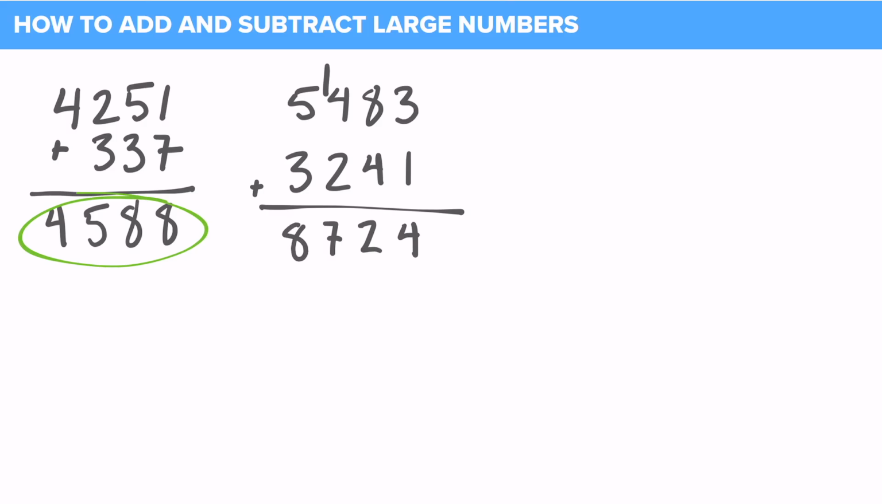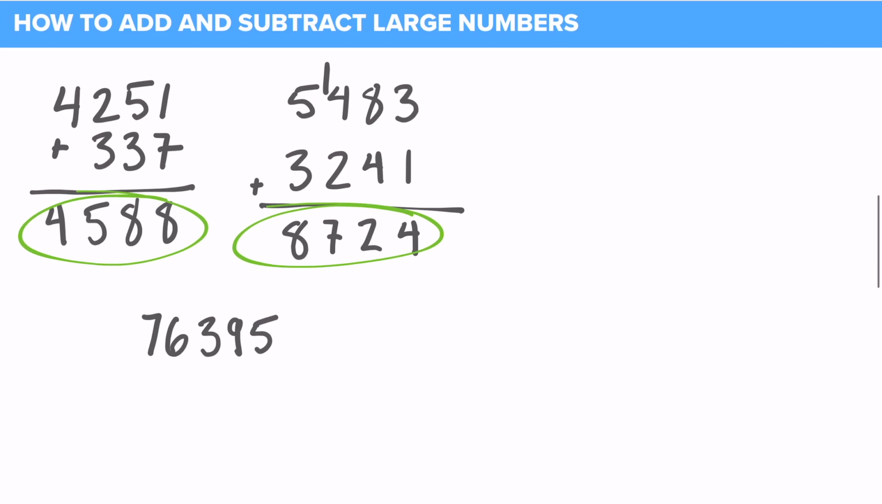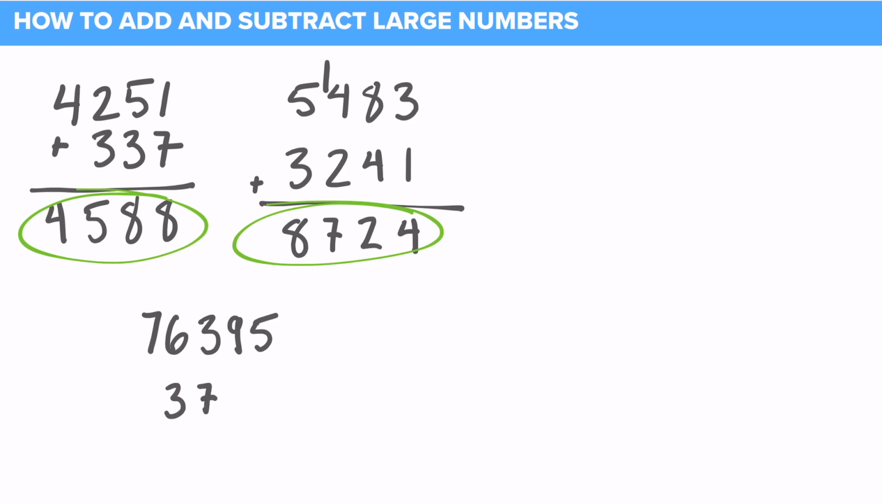And then I can continue my process. 5 plus 3 is 8. So my answer is 8,724. Let's do one more of those types of examples. Let's say I want to do 76,395 plus 3,738. How would we do this? Well, we're actually just going to do the same thing. 5 plus 8, that's 13.